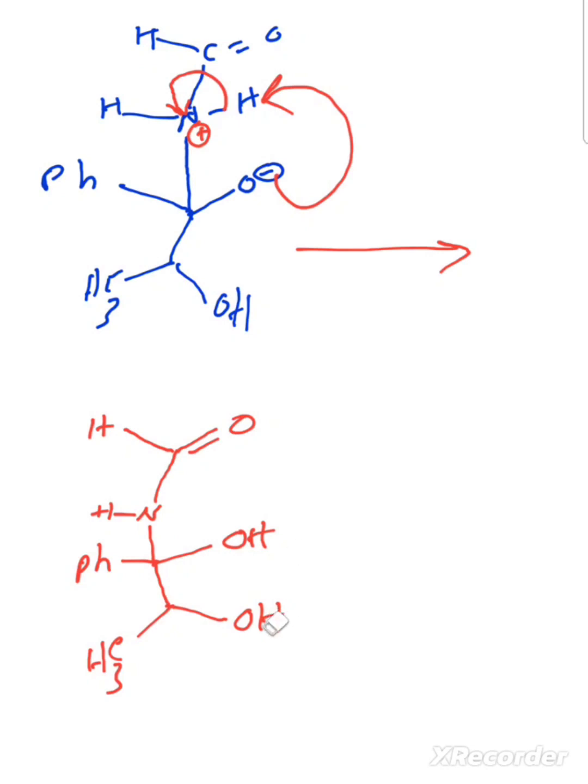We want to remove this OH here, because in our product there is no OH. So what you are going to do is use this lone pair of electrons and get this hydrogen. Then the electrons will go toward the oxygen. So I'm going to rewrite it again.